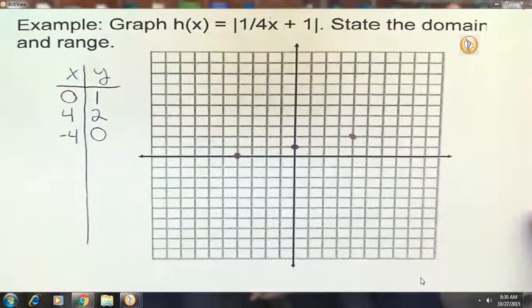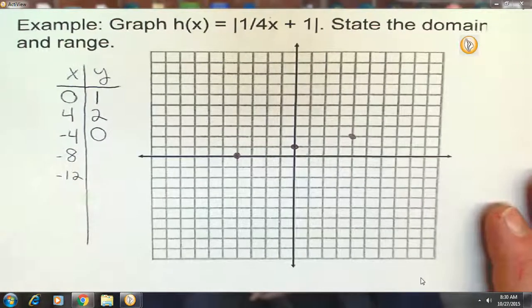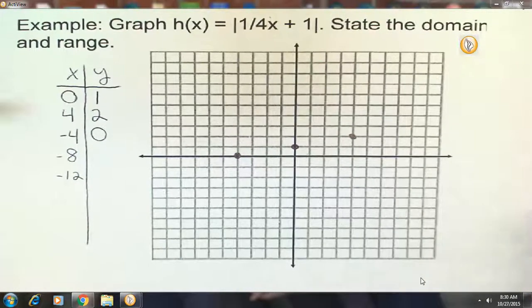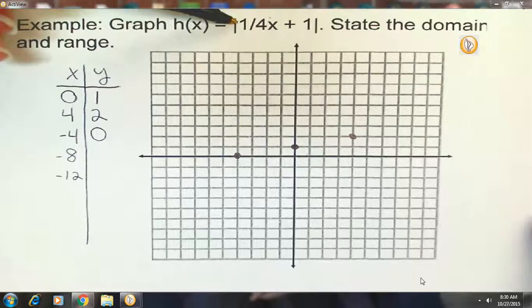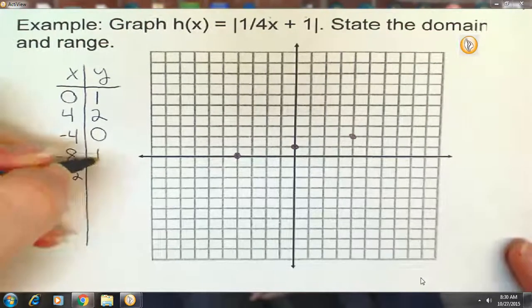Should we pick additional positive numbers or additional negative numbers? Negative. Right now my graph looks like a line, and it's not. I need to pick more values. So I might put in -8 and -12. So if I put -8 in, 1/4 times -8 is -2. And -2 plus 1, -1. The absolute value of -1 is 1.